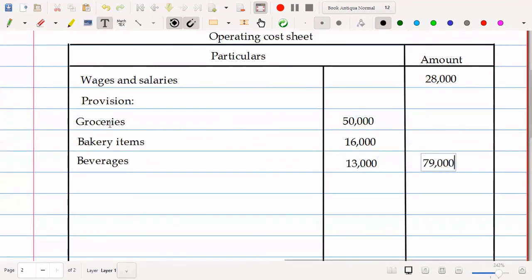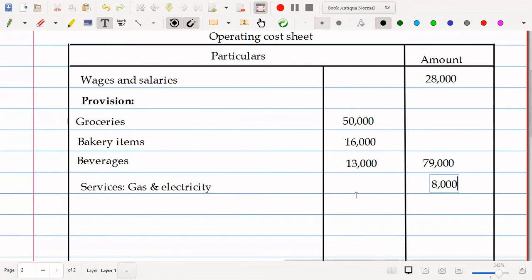Okay, and next heading is services. We have gas and electricity. So we have only one item here. Let's take directly here, gas and electricity. Amount given is rupees 8,000. So we take it here in the outer column.